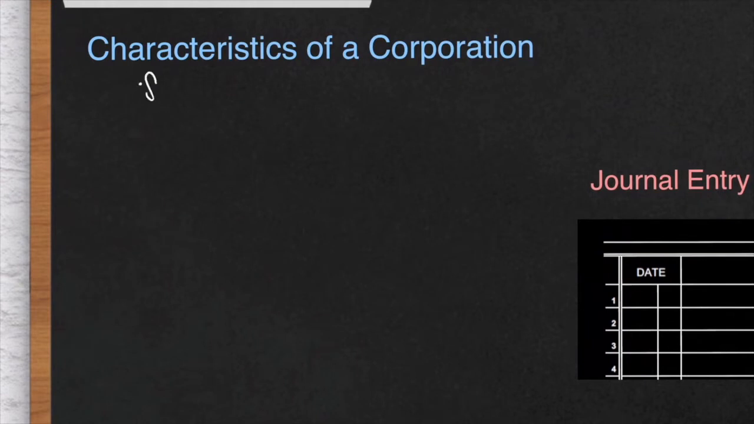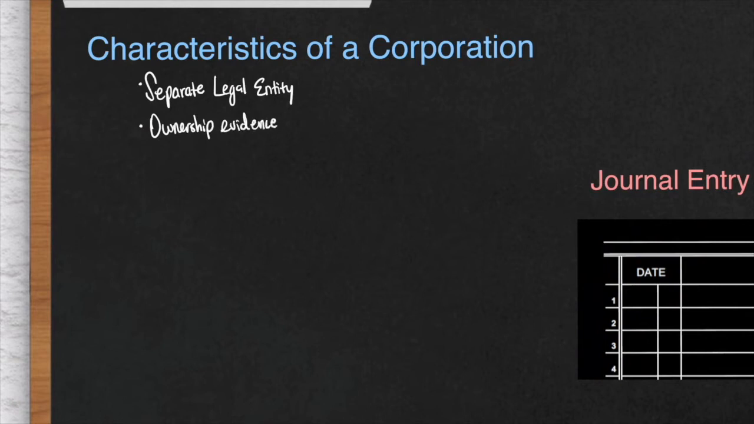Before we do any accounting though, let's examine the characteristics of a corporation. Firstly, corporations are a separate legal entity, meaning they're separate from their owners. The ownership is evidenced by the sale of stock or those having stock. So if you have a stock for a corporation, you are considered an owner.